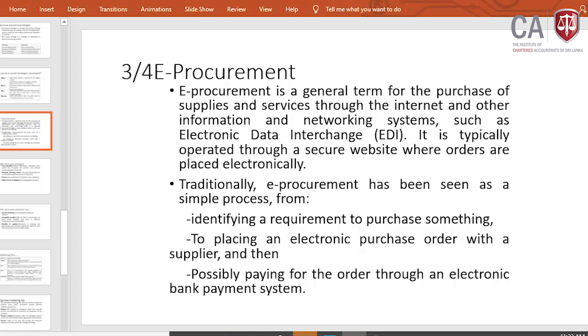We discuss e-procurement under supply chain management. Look at the definition of e-procurement. E-procurement is a general term for the purchase of supplies and services through the internet and other information and networking systems such as electronic data interchange. It is typically operated through a secure website where orders are placed electronically. That is the theory part, no?